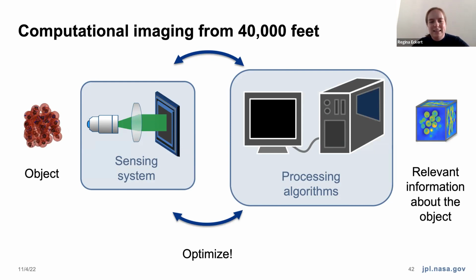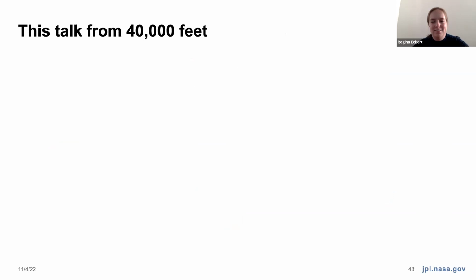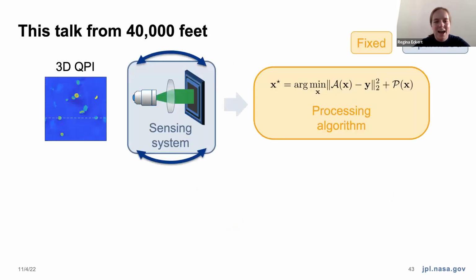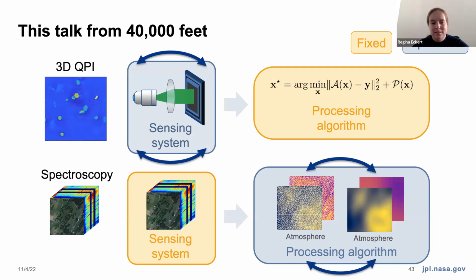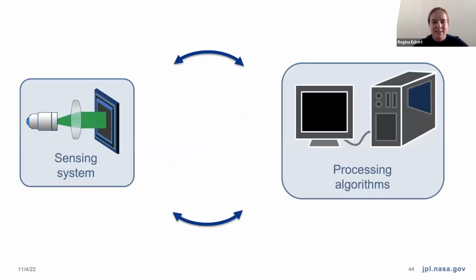And the interesting thing when I was reflecting on this work is actually in this talk, I've played a bit of a trick on you because I have my 3D QPI system and I pretty much fixed that processing algorithm and did a lot of optimization on the sensing system. And then in the spectroscopy case, the sensing system is pretty fixed just because it takes a long time to create. And also there are imaging systems that have been flying for 50 years out of this group, so they literally don't change. And what's being updated is this processing algorithm that's going to be dealing with it. So, okay, that's interesting. How does that fit into this overall idea of computational imaging?